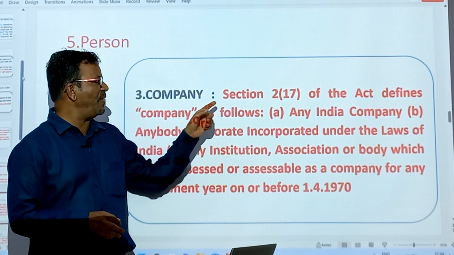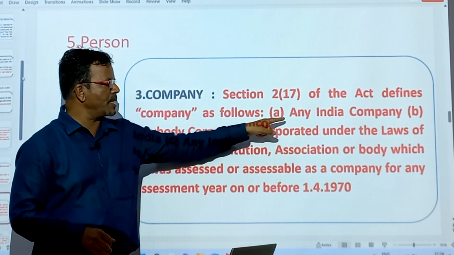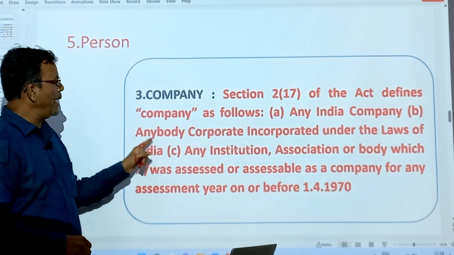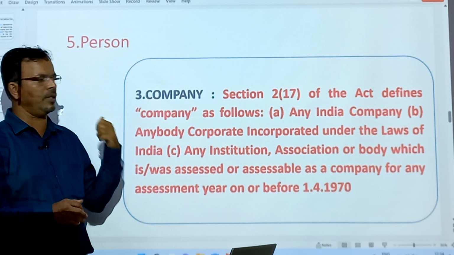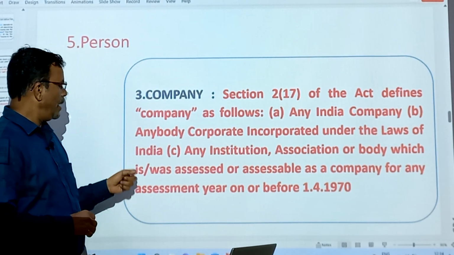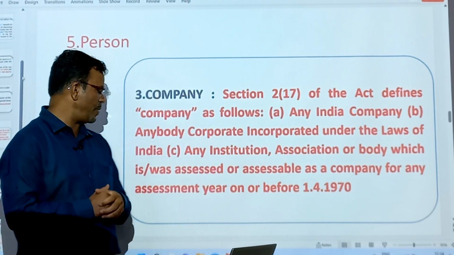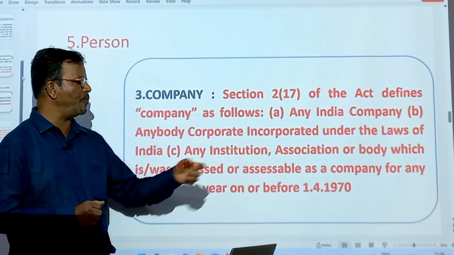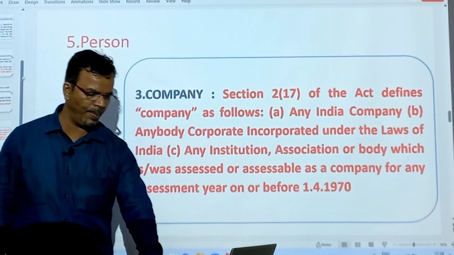Company is defined in section 2 subsection 17, as follows. Any Indian company is called a company. Any body incorporated under the law of India is called a company. Any institution, association or body which is or was assessed or assessable as a company for any assessment year on or before 1st April 1970 is called a company.